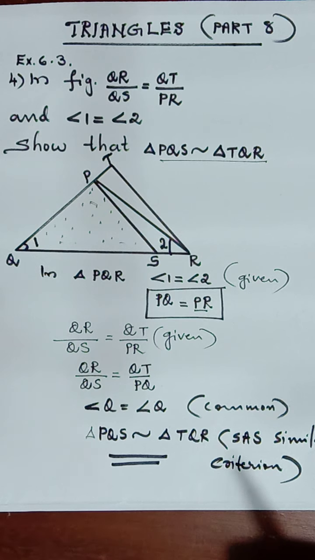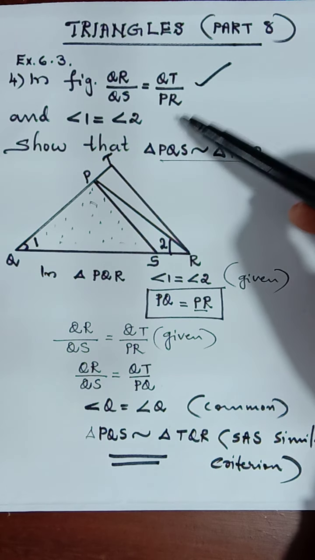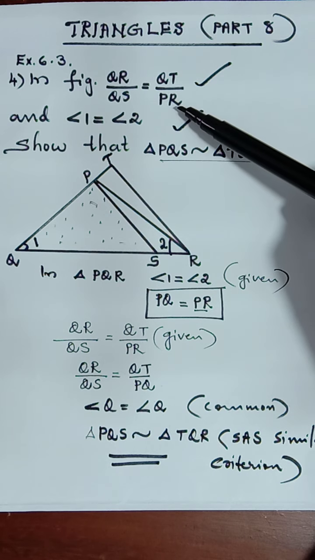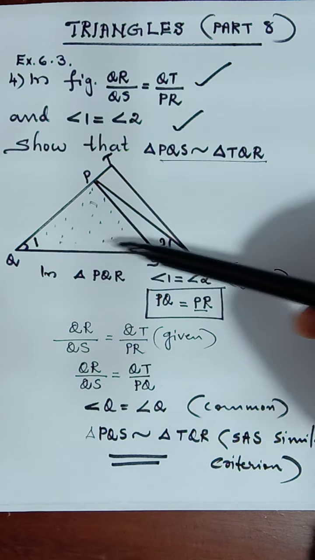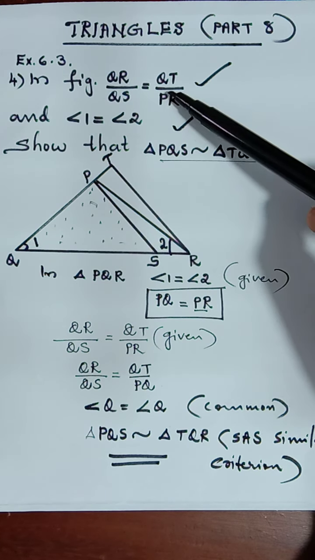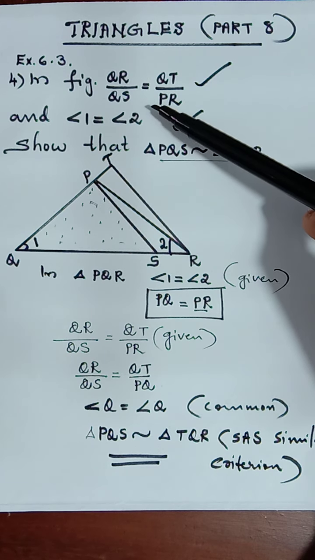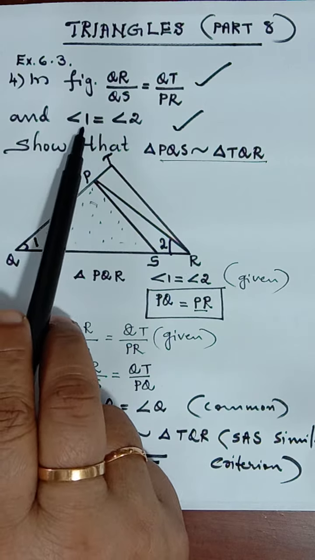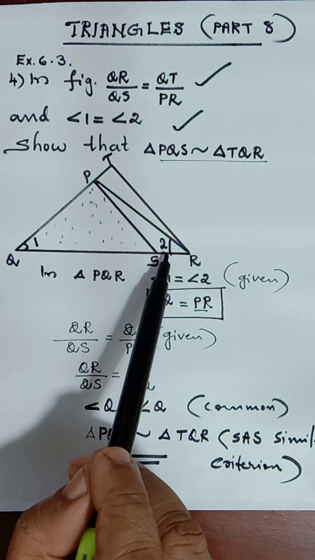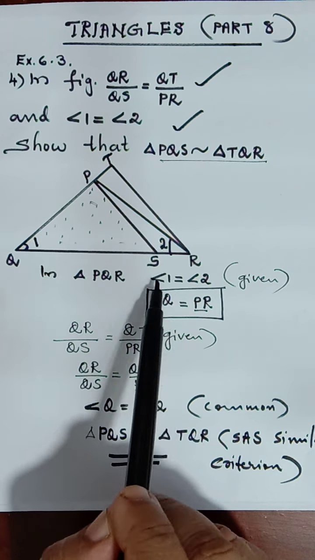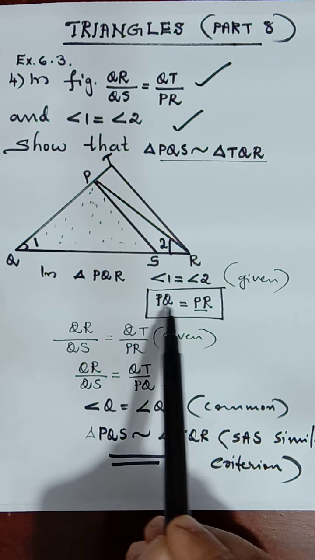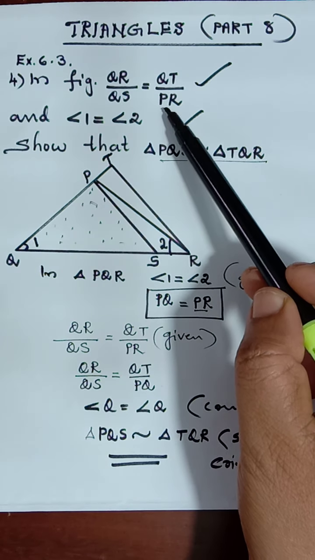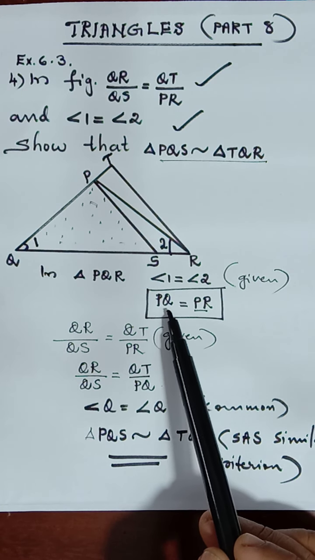Okay, it's very simple. Just to see, 2 points are given to us. One point is QR by QS is equal to QT by PR. When you match it with the given figure, you will understand that this PR has to be changed. So, in order to change the PR, we have angle 1 is equal to angle 2. From the clue, if two angles are equal, their opposite sides are equal. That is how we will be able to change PR as PQ.